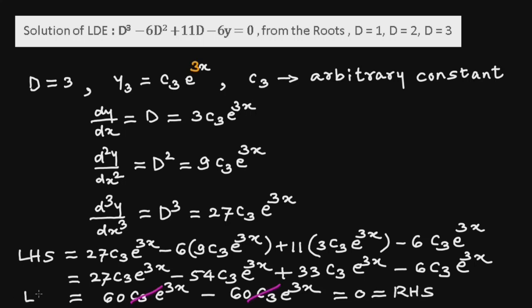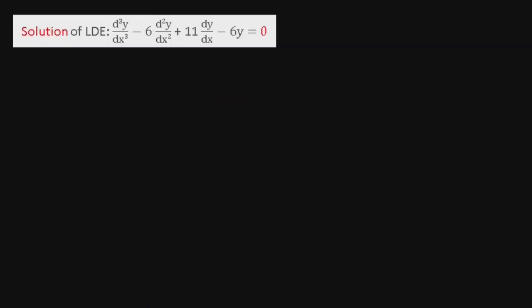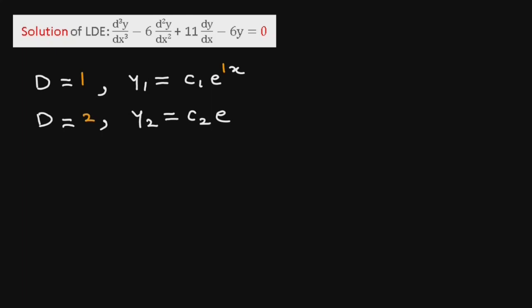Now since left hand side equals right hand side, we have verified that c3 e raised to 3x is a solution of the given linear differential equation. From d equals 1, we found the first solution y1 equals c1 e raised to 1x. From d equals 2, we found the second solution y2 equals c2 e raised to 2x. And from d equals 3, we found the third solution y3 equals c3 e raised to 3x.